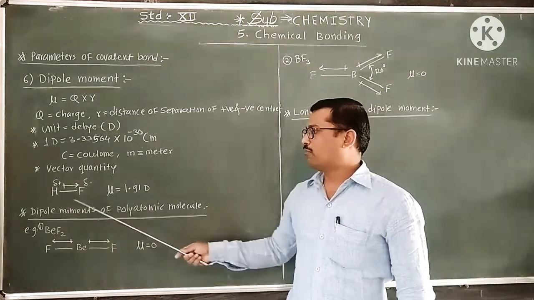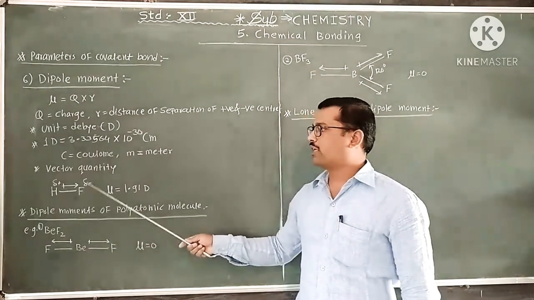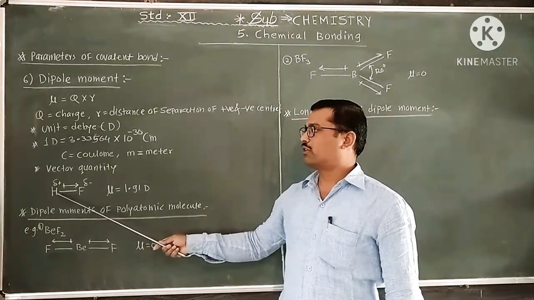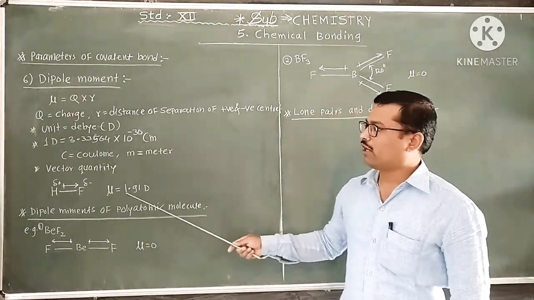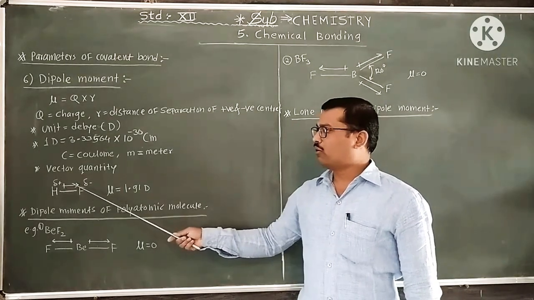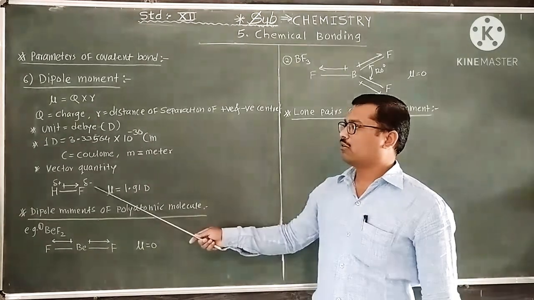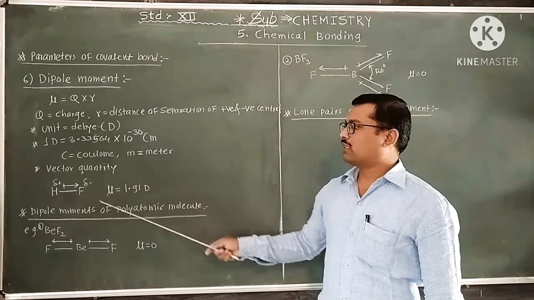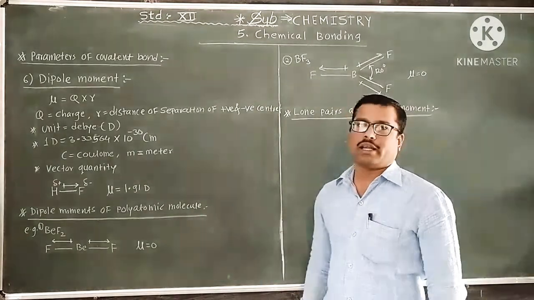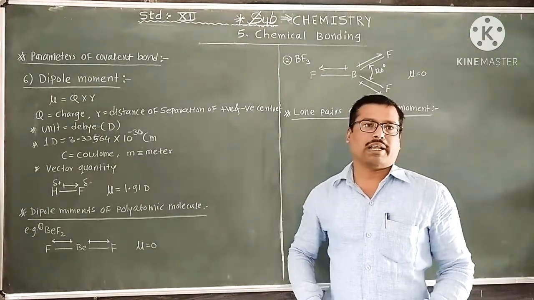This is the HF molecule. Here the hydrogen is a less electronegative atom, an electropositive element, whereas fluorine is a more electronegative atom. Therefore this arrow is pointing towards the negative side, that is the fluorine side, whereas the dipole moment of this HF molecule is about 1.91 D.